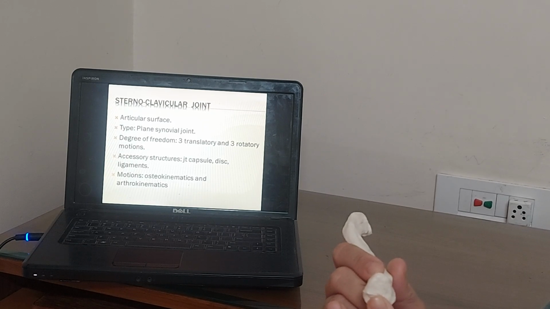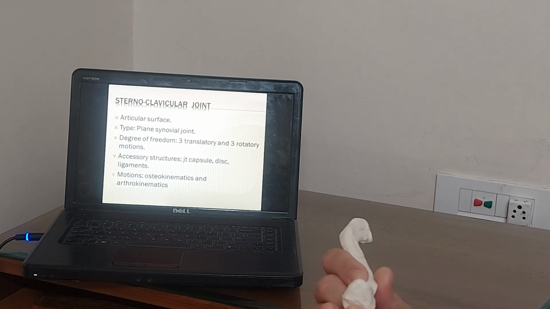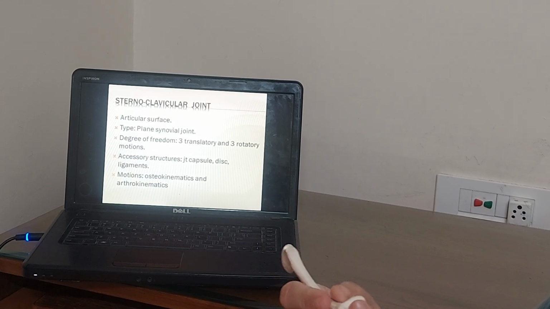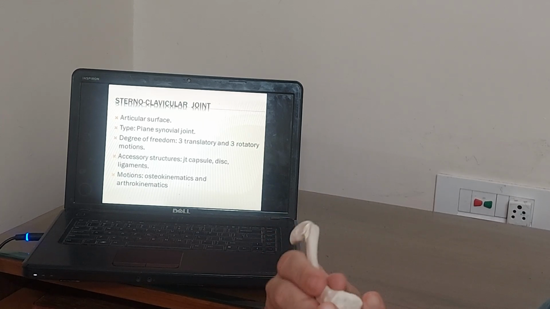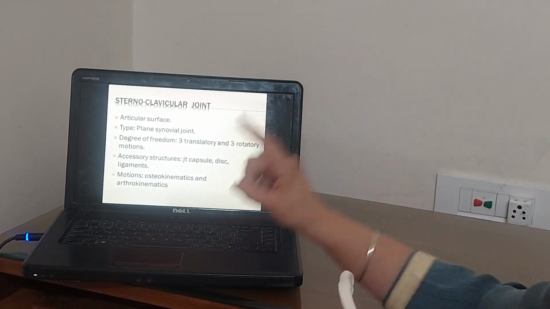And that is called 3 rotatory movements. The rotatory movements are elevation, depression, protraction, retraction and rotation, that is posterior rotation and anterior rotation. Fine, there are 3 rotatory and 3 translatory movements.